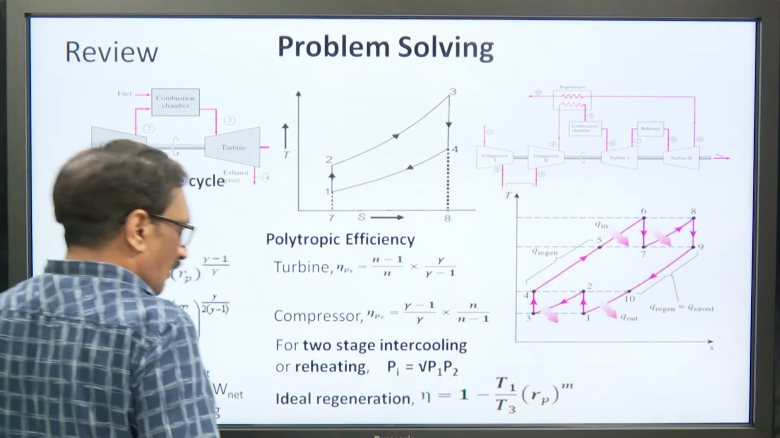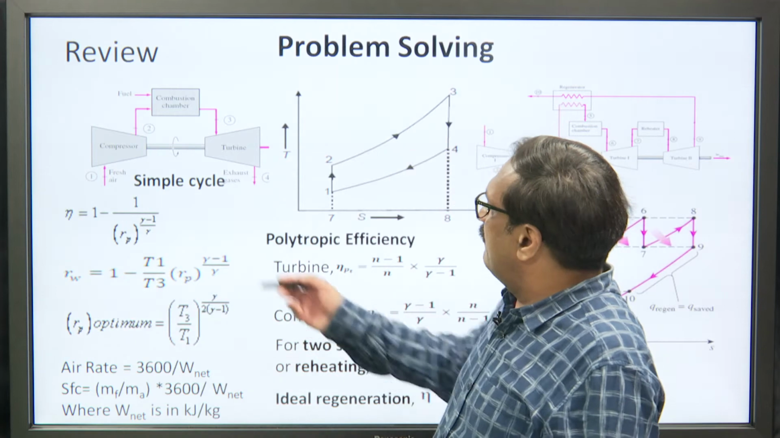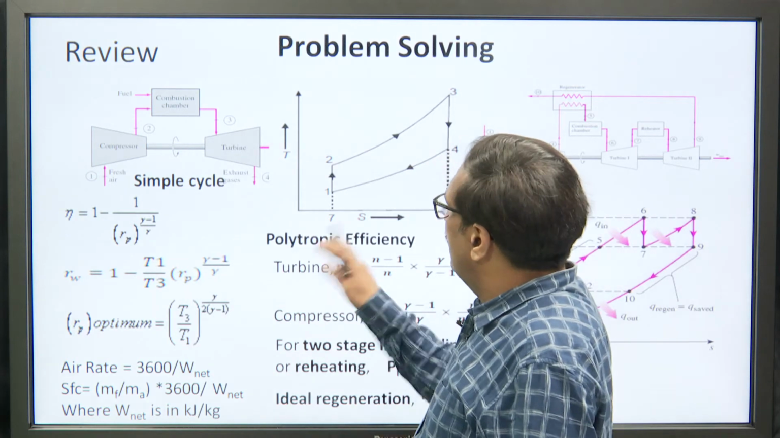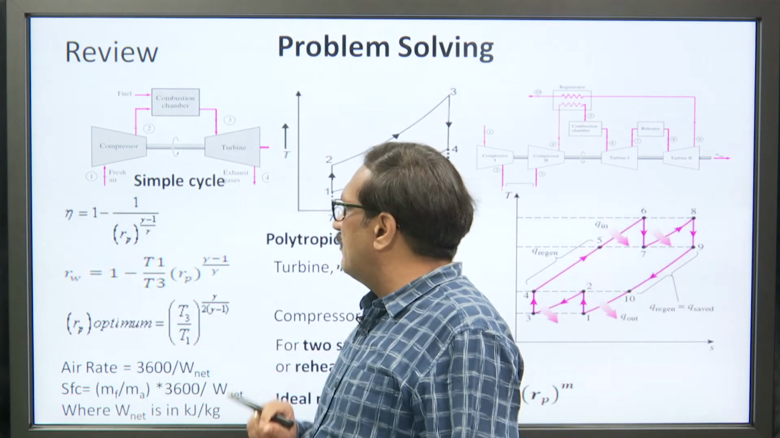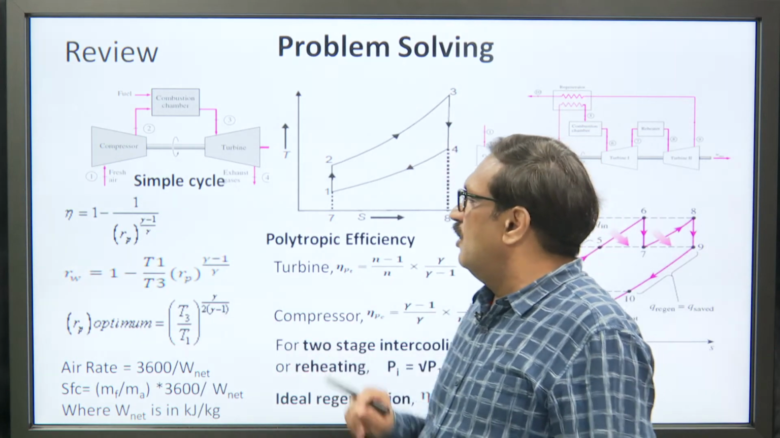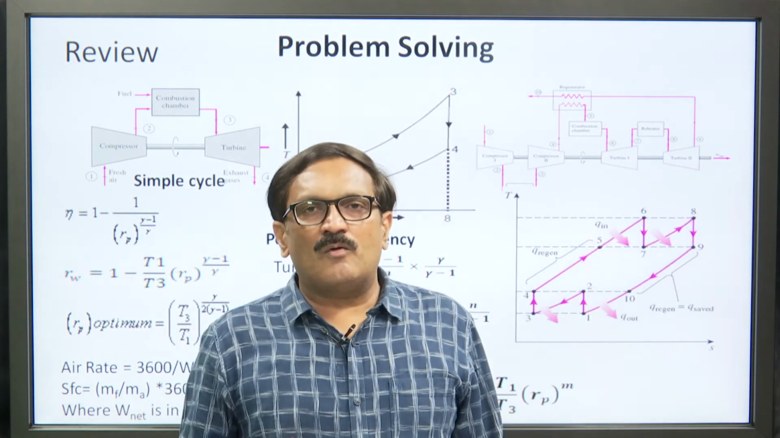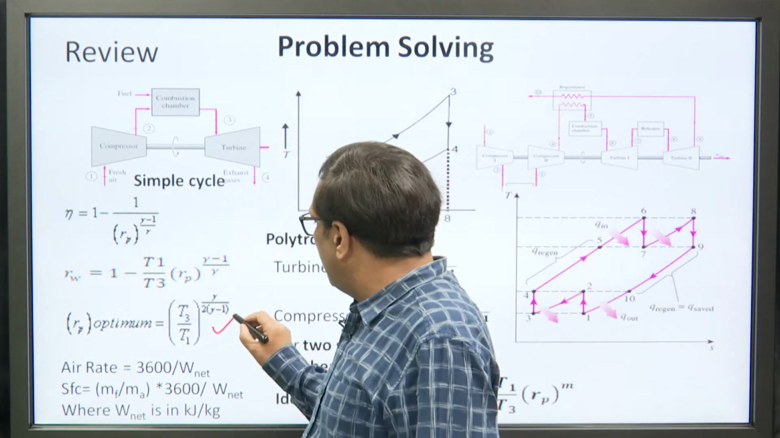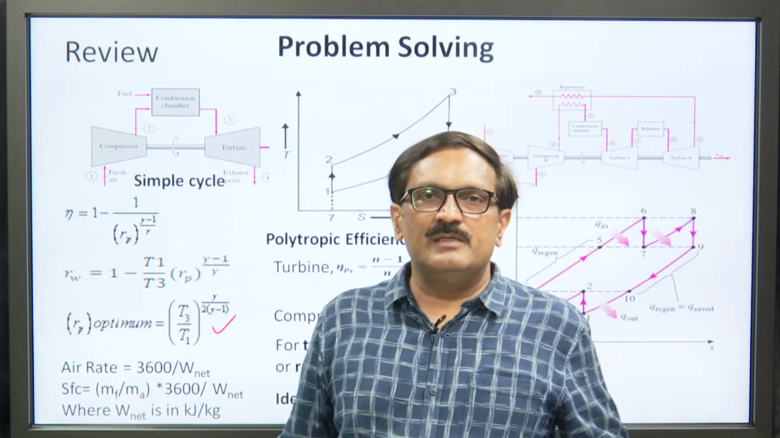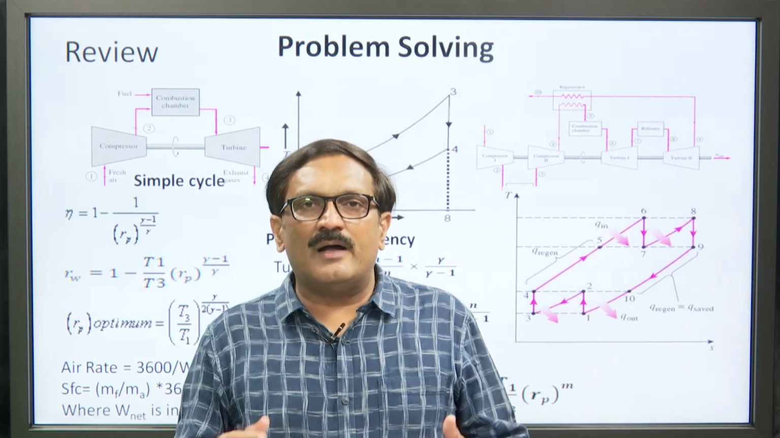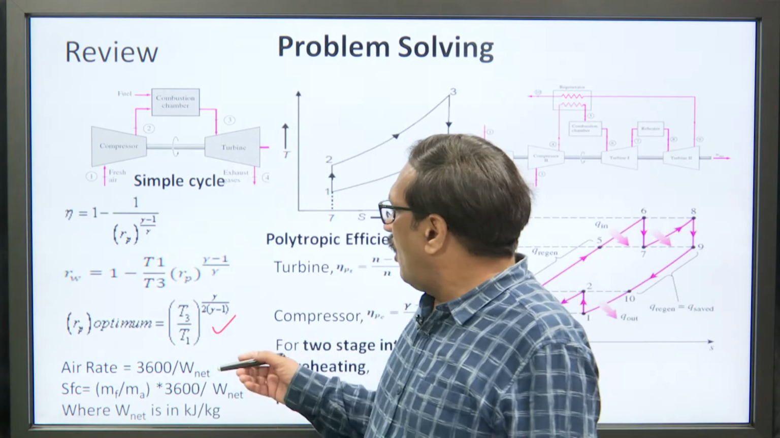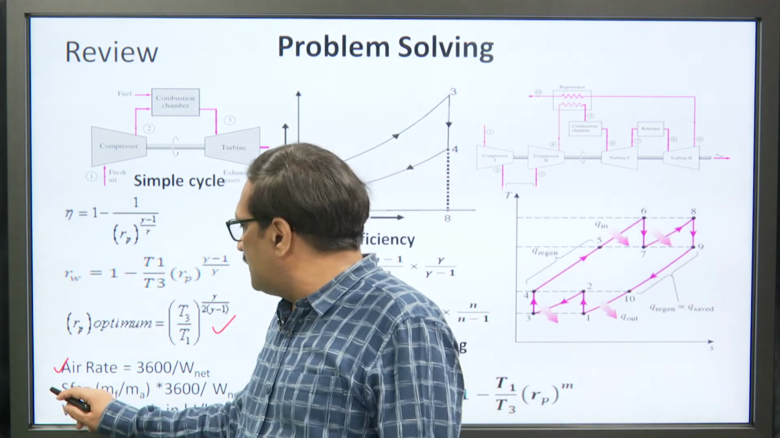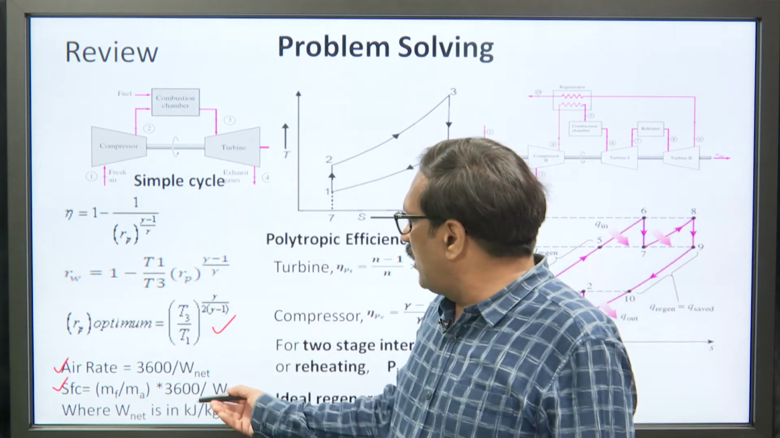These are some of the equations which we derived earlier in the lecture on the simple cycle: what the efficiency of the cycle is, the work ratio, and the optimum pressure ratio for which the net work output from the plant is maximum. Then there is the air rate, which tells about the size of the plant; a higher air rate means a bigger plant. We also find the specific fuel consumption.